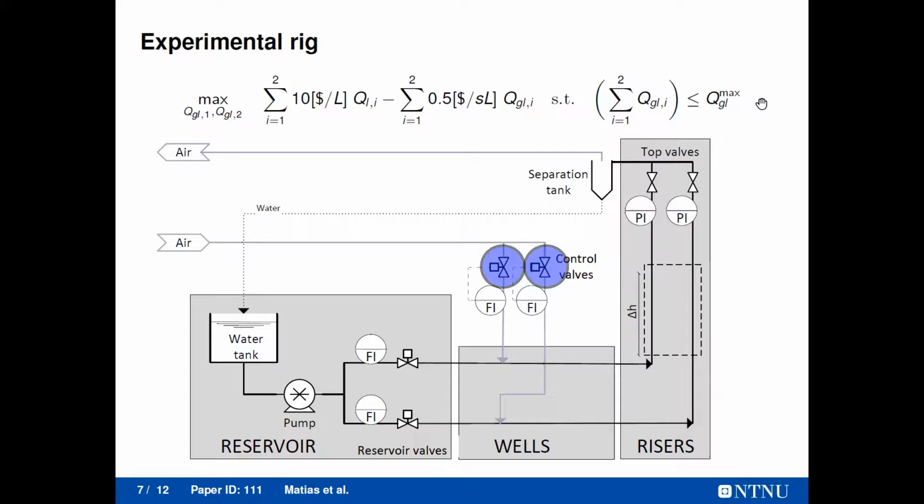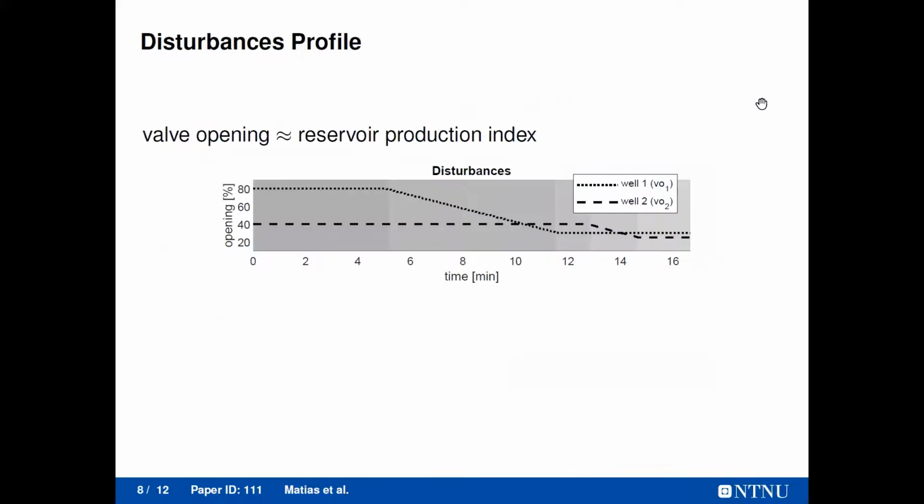The prices, however, were chosen such that they represent that the oil revenue in such systems is way larger than the compression cost. To make the situation more interesting, we changed the valve reservoir openings with time to emulate a decrease in the well's productivity. Therefore, the production optimization methods have to track the system optimum during the experiment. So, as I said, the valve opening profiles here represent different reservoir productivity indexes. When the valve opening decreases, it indicates that the well is depleting.